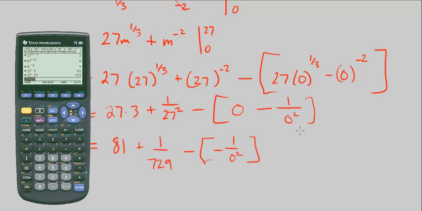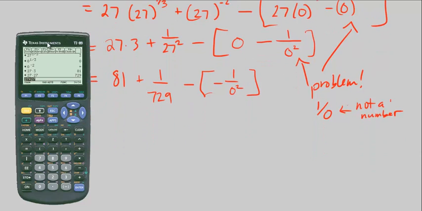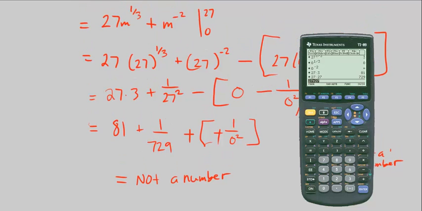Okay, so we already have a problem here, right? This right here is a problem, right? Because 1 divided by 0 is not a number. Not a number. Okay? So what do we need to do? This, then 81 plus this is a number. This becomes plus not a number. So this overall is not a number. Okay? So this integral does not have an answer that we can compute.